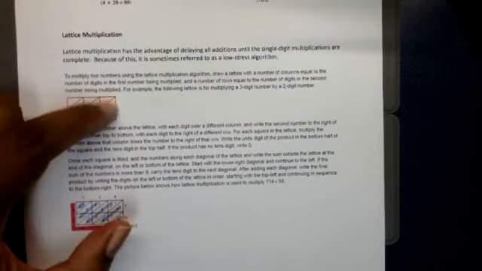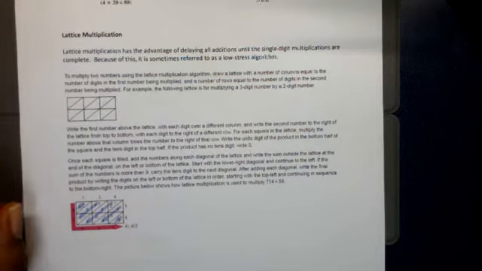Three digits by 2 digits. We write the first number above the lattice with each digit over a different column and write the second number to the right of the lattice from top to bottom with each digit to the right of a different row. For each square in the lattice, we multiply the number above that column times the number to the right of that row.